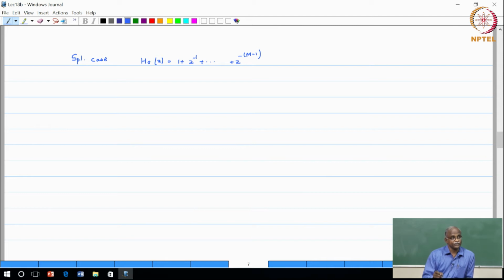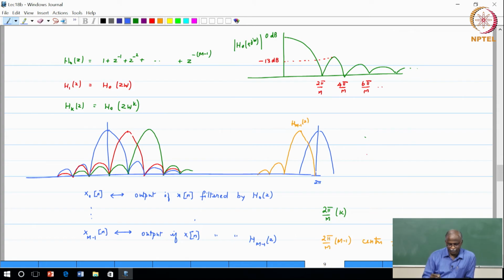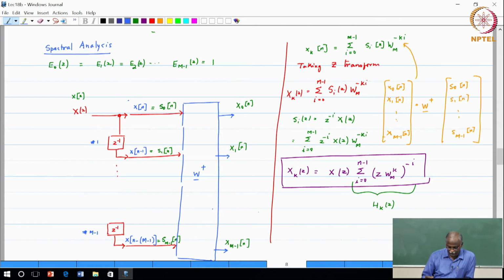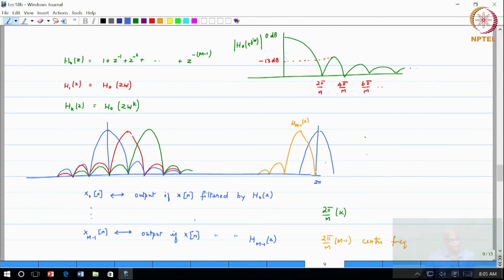So this is a special case, and it turns out that this is nothing but what you do when you are taking the IDFT or DFT. Using the structure, we showed that this corresponds to passing the input sequence through a bank of filters. If this is the IDFT, with all the polyphase components set equal to 1, it is like passing the input through a bank of filters given by this graph.